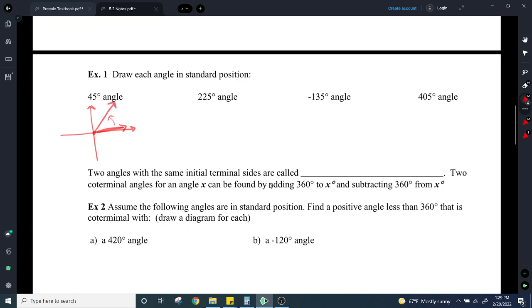Try to get in the habit of drawing that arrow because the arrow indicates the direction, and that's important because if the arrow is not there, the reader doesn't know, are you rotating clockwise or are you rotating counterclockwise? It's hard to tell whether the angle is positive or negative, so try to include that arrow indicating the direction.